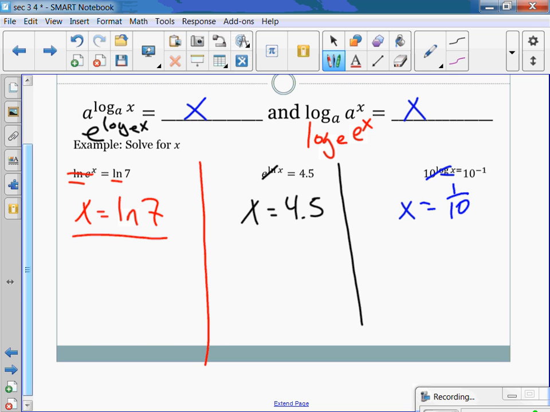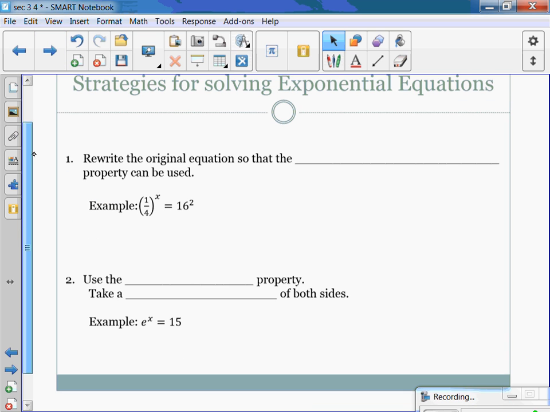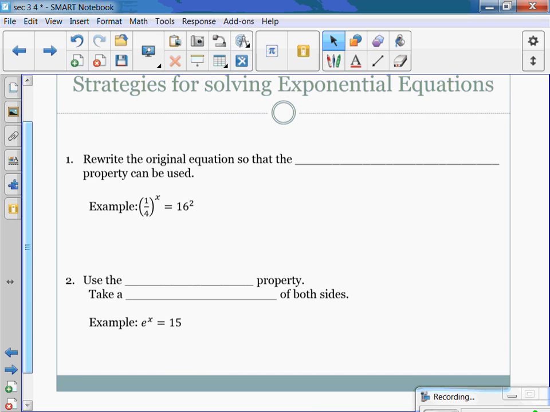So these are our inverse properties and our one-to-one property, what we use to solve our exponential and log equations. Step by step, again, strategies for solving the exponential: the easiest thing to do, if you can, is put it in a situation where we use our one-to-one property. So we have 1 over 4 to the x equaling 16 squared.